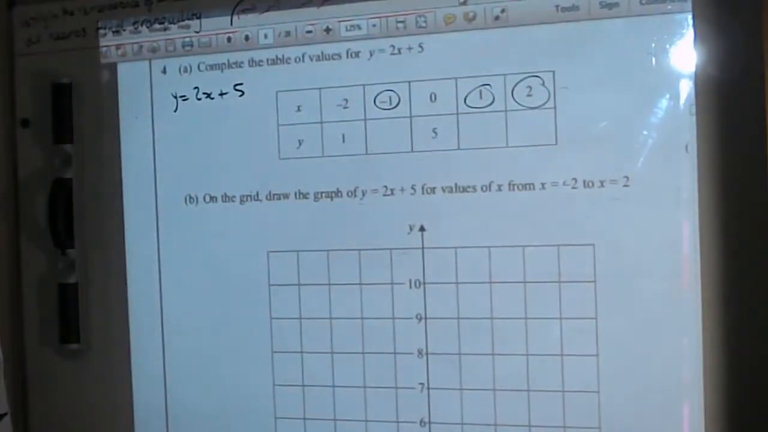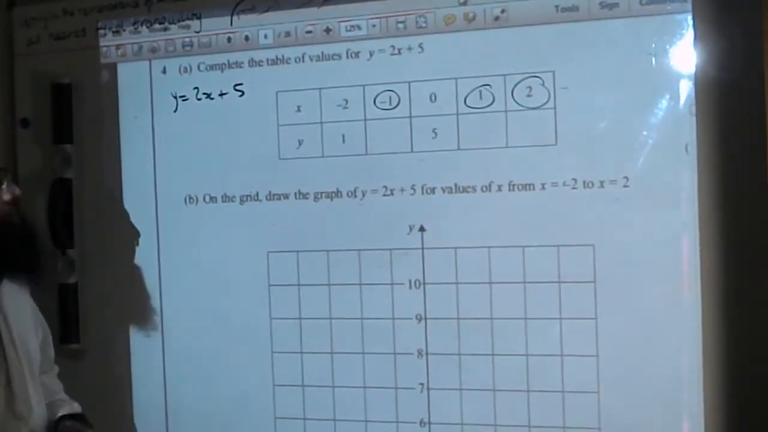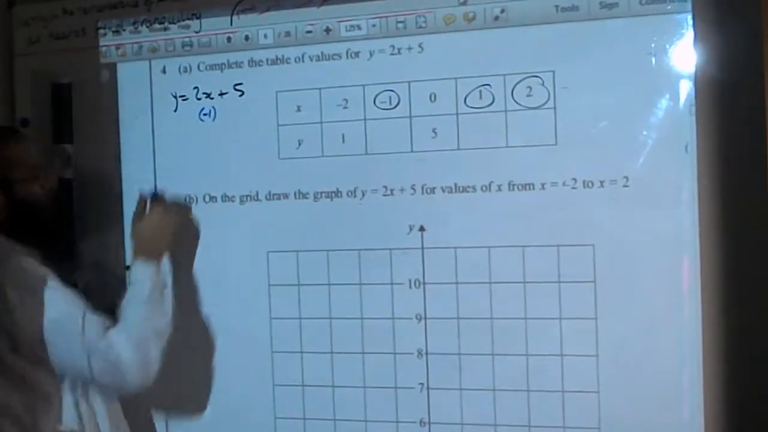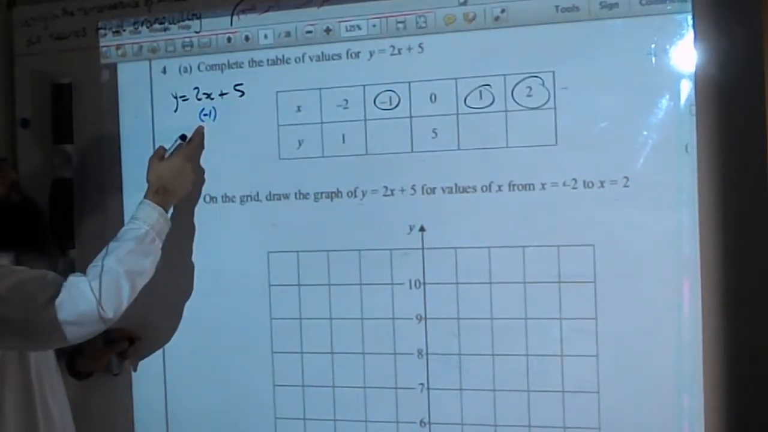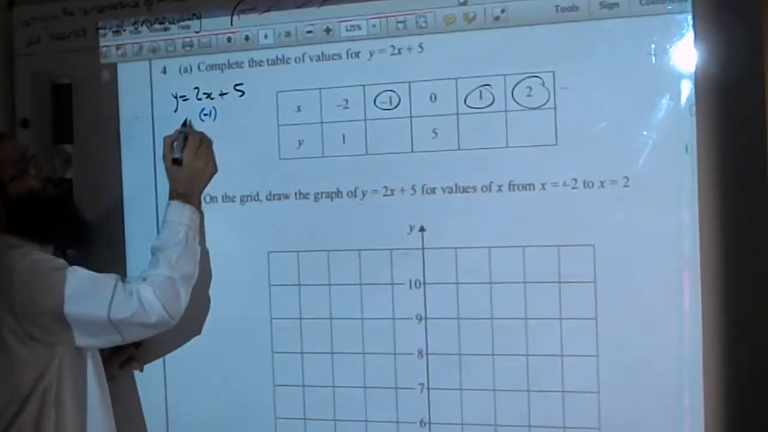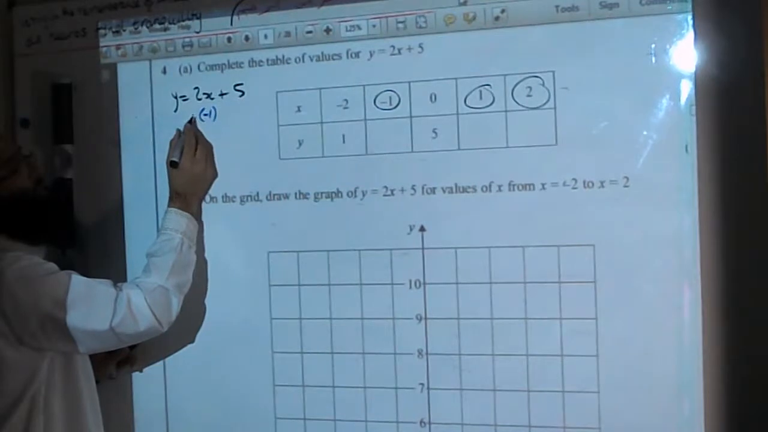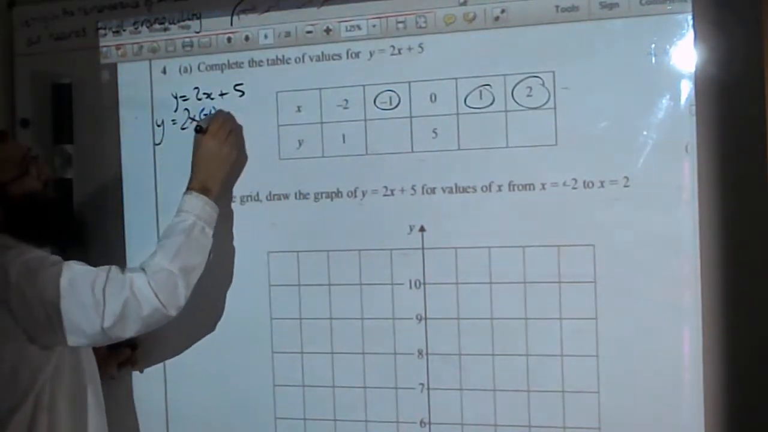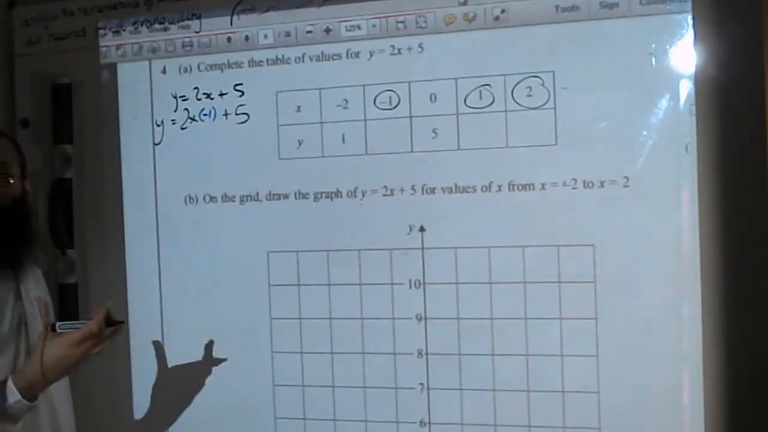Are you happy? Ready with this? So 2 times by x. For the x value, I'm going to use a different color. It's minus 1. So wherever we see the x, we put a minus 1 in there. Now, quick question. What is the 2 doing to the x? Is it adding, taking away, multiplying, dividing? The 2 is currently doing what? Times it. Excellent. So 2x plus 5 means 2 times by x add 5.